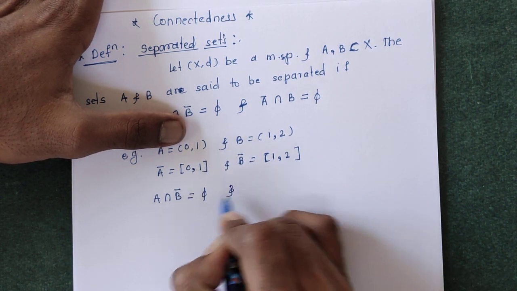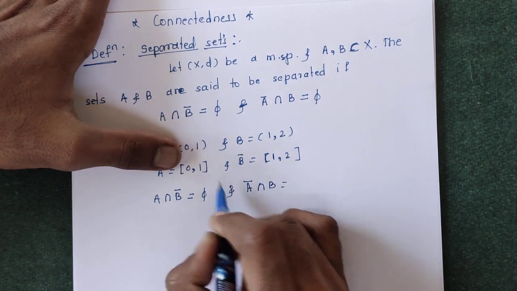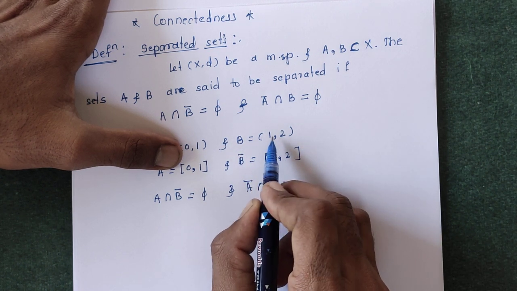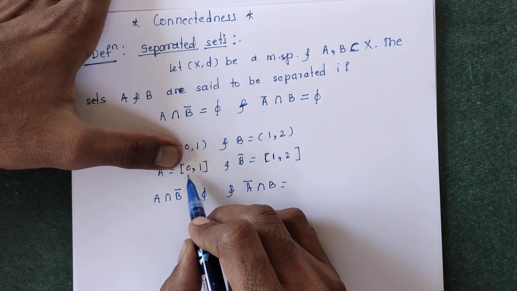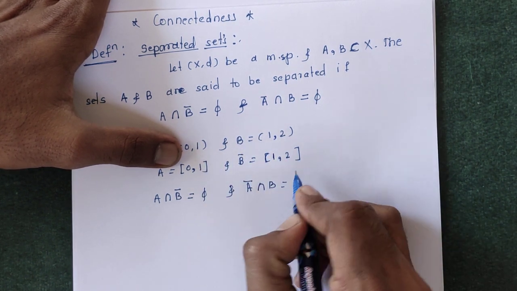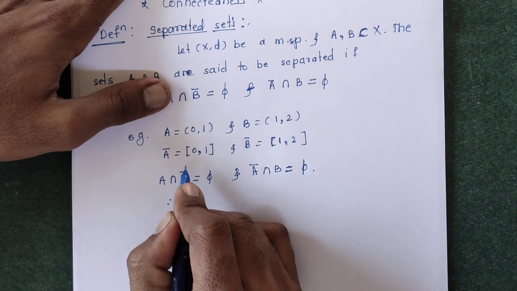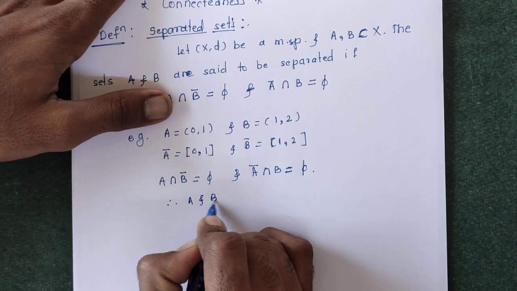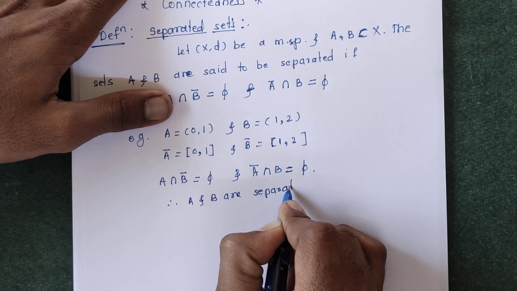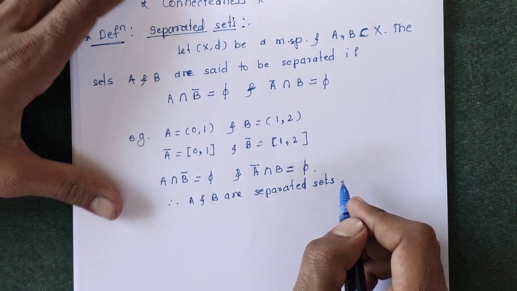Also, A closure intersection B. A closure is the closed interval [0, 1] and B is equal to the open interval (1, 2). So B does not contain 1. Here A closure contains 1, so 1 is not in A closure intersection B. So A closure intersection B is also empty. Therefore, the given sets A and B are separated sets.